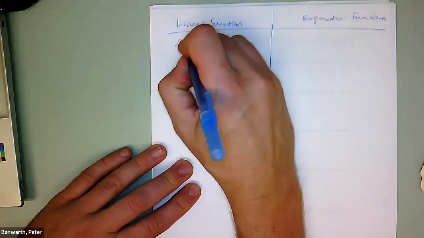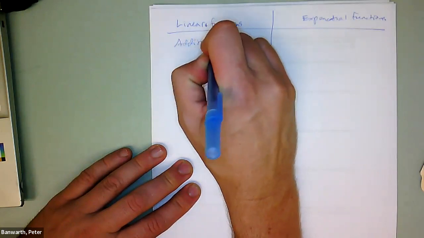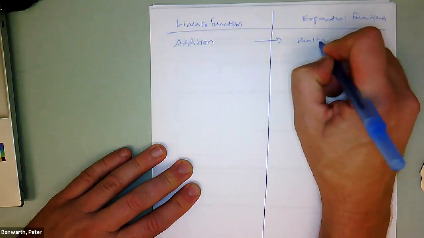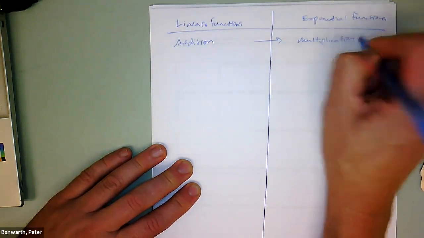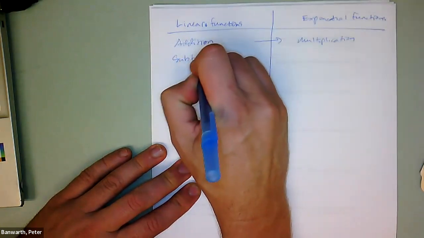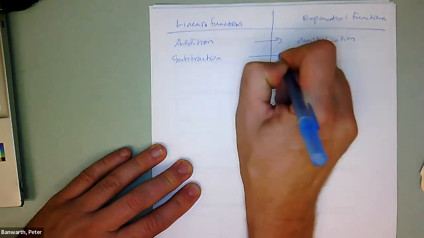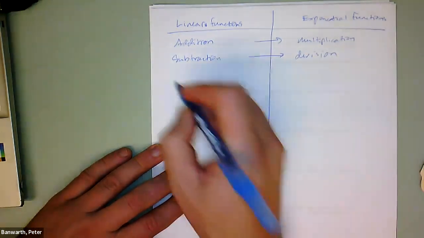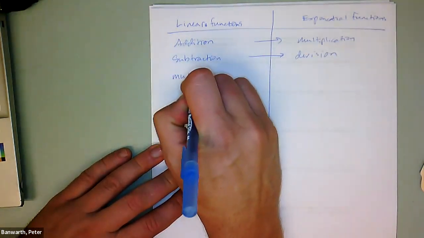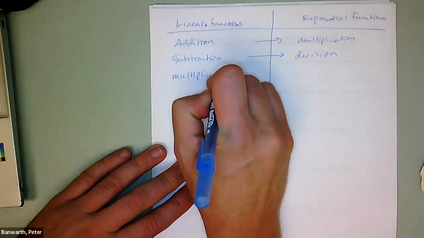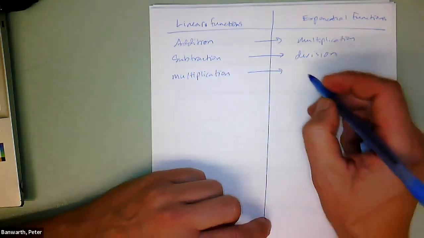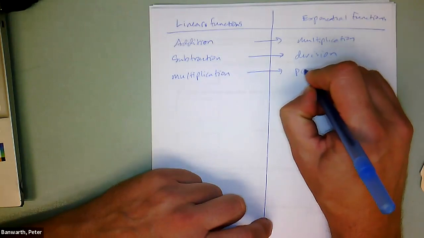So if we have addition in the linear world, that's multiplication in the exponential world. Subtraction in the linear world is division. In the exponential world, we can have multiplication in the linear world, and the analog in the exponential world is powers.